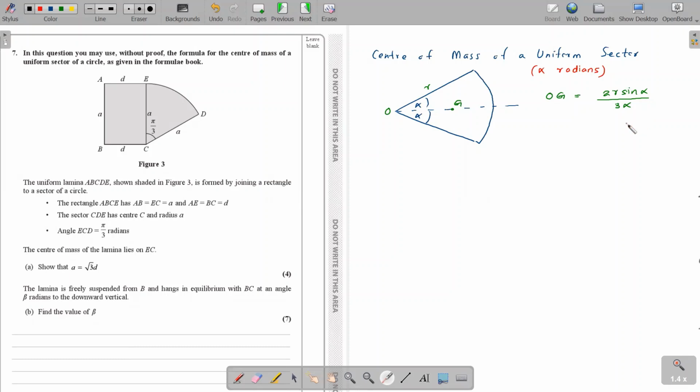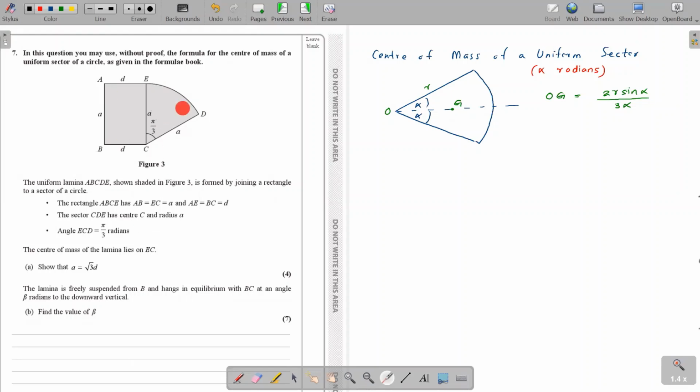So we are going to use that equation here, and we are going to try to do this proof. Let's see. The uniform lamina ABCDE shown shaded in figure 3 is formed by joining a rectangle to a sector of a circle. The rectangle ABCE has AB equals EC and AE equals BC. The sector CDE has center C and radius A. They say angle ECD is 5 over 3 radians. The center of mass of the lamina lies on EC.